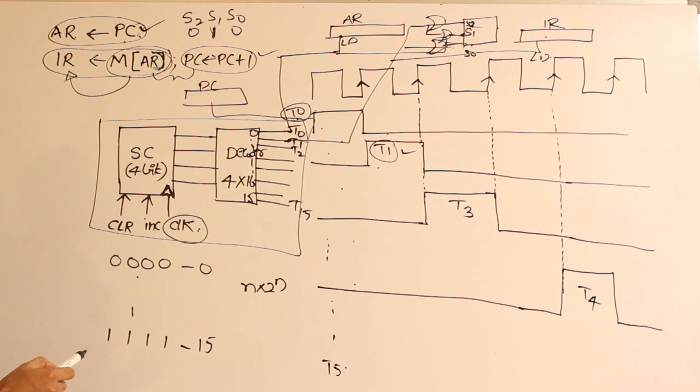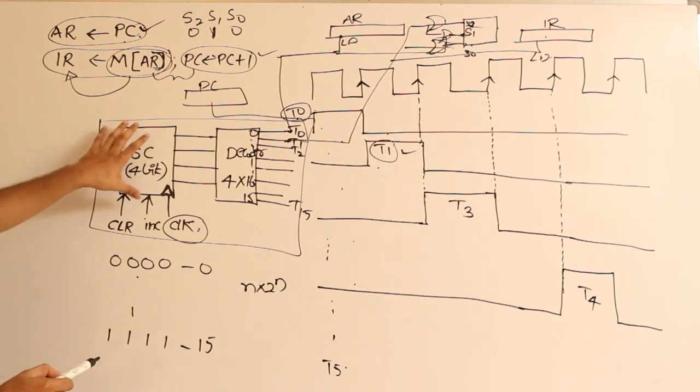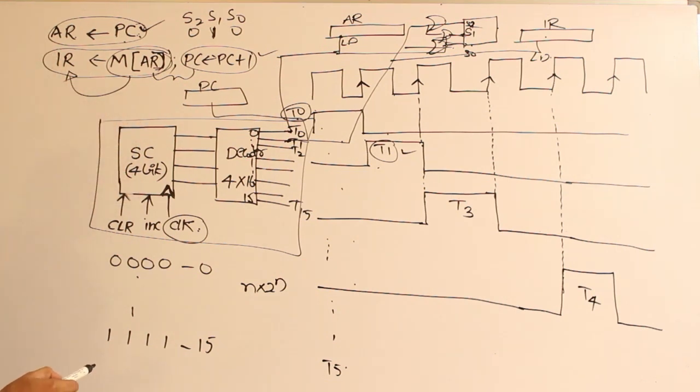Got it? And now the next one is what is this? This is one part which is required in the control unit, and the other part is once you get the instruction, we have to decode it. For that we need the decoder. We shall see it now.